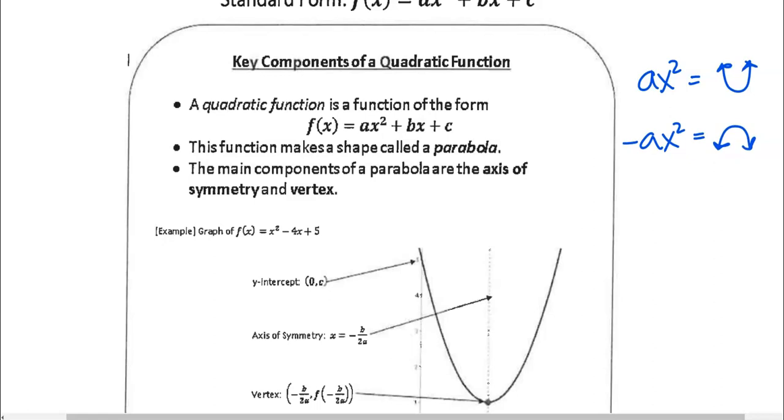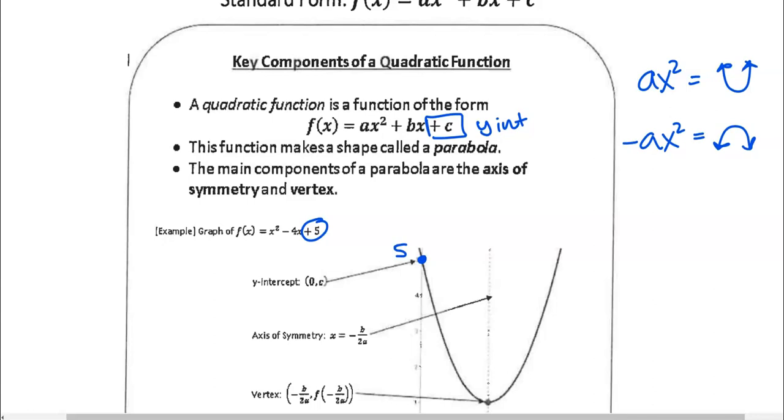So if we're given the equation, we have to look at that very first piece to see if it's smiling or frowning. Something else the equation gives me is the y-intercept. It always comes from the plus c on the end. So in the example down below, we have x squared minus 4x plus 5. This plus 5 is where it's crossing over the y-axis. So that part's always given to you.